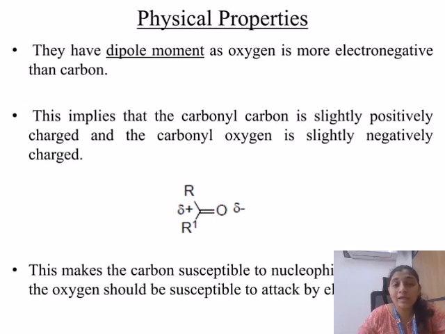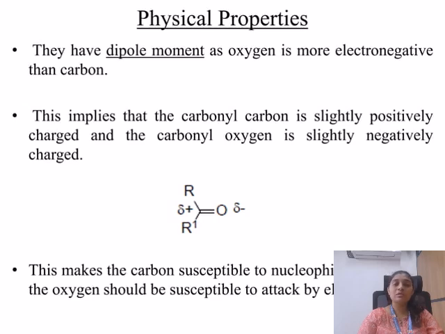So it mainly contains the dipole moment, as oxygen is more electronegative than carbon, as we know from the electronegativity concept. So oxygen is more electronegative when we compare it with carbon. This implies that the carbon is slightly positively charged and the carbonyl oxygen is slightly negatively charged. Here you can see in the structure, this is what we are understanding as the dipole moment. C double bond O, and on both sides R and R1 substitution, that is representing the alkyl chain.